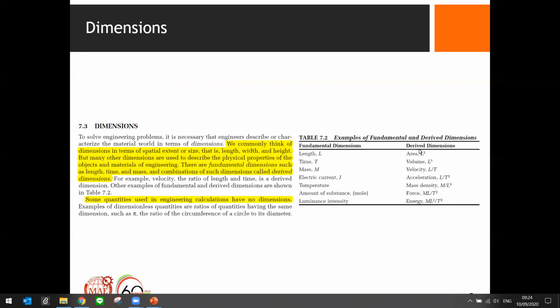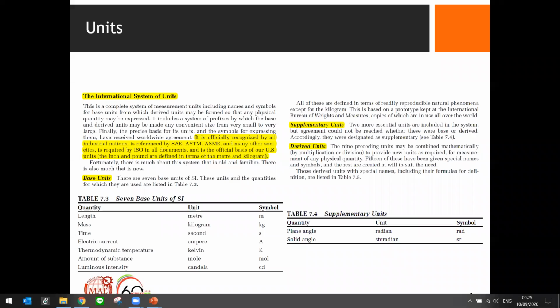And the right column of table 7.2 is the derived dimensions. As you can see, we have mass density, which is mass over length cubed, right? Force is ML over T squared. Energy is ML squared over T squared, something like that. And when you know the dimension, now we are going to discuss the unit.